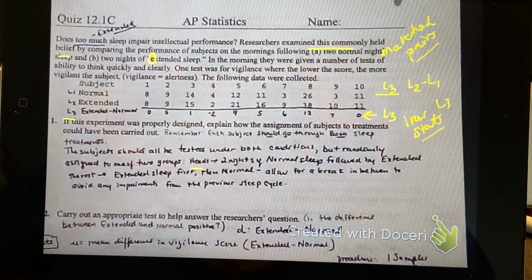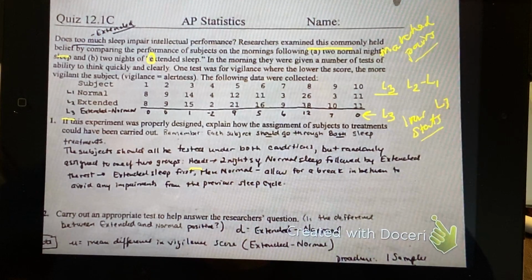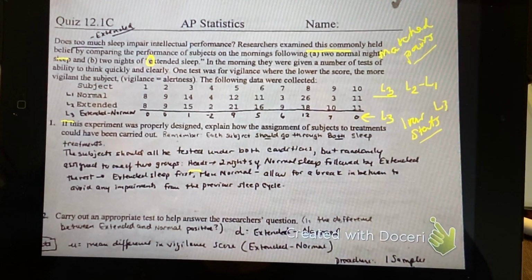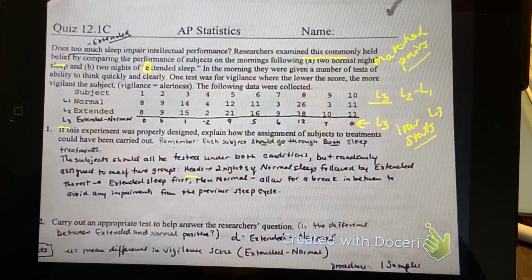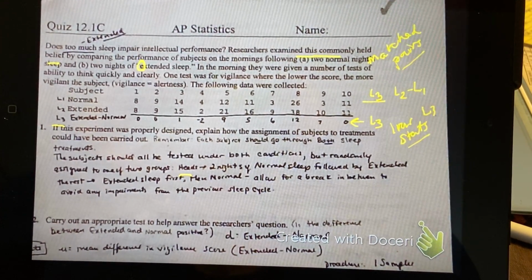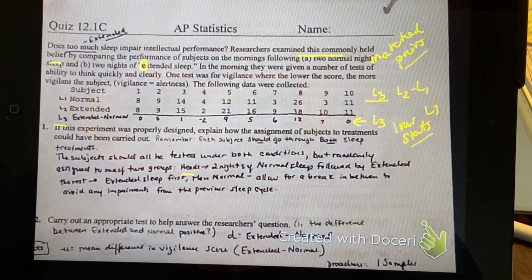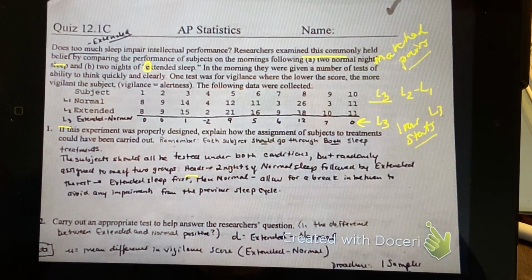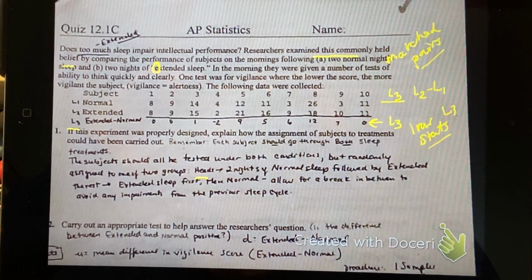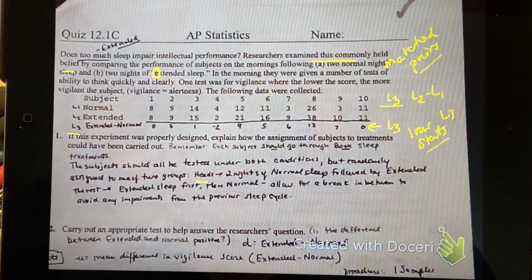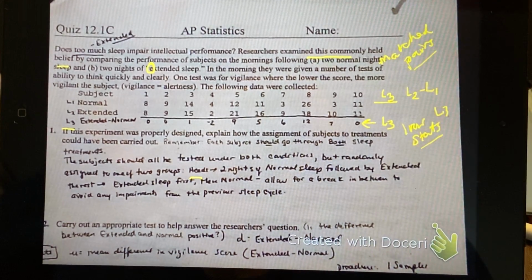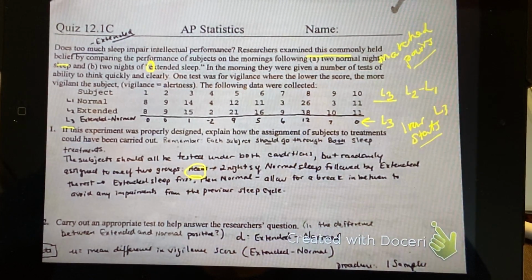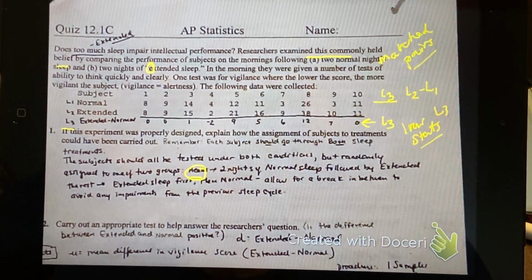If you flip a coin, heads means 2 nights of normal sleep followed by extended sleep, and then extended sleep first, then normal was the other group. And so allow for a break in between to avoid any impairments. So you don't want to do this on back to back nights. You might want to wait a week and do another and see what happened. But you have to show how you randomized right there. That's a key word, how you assigned them.